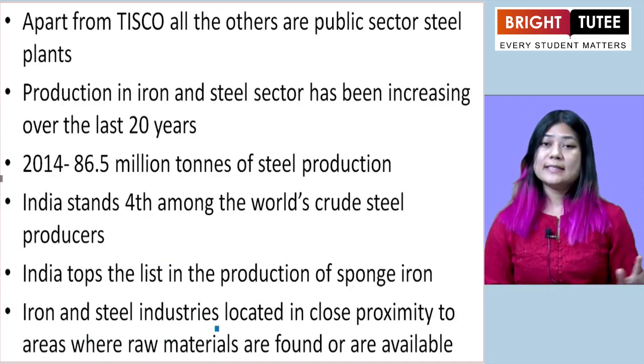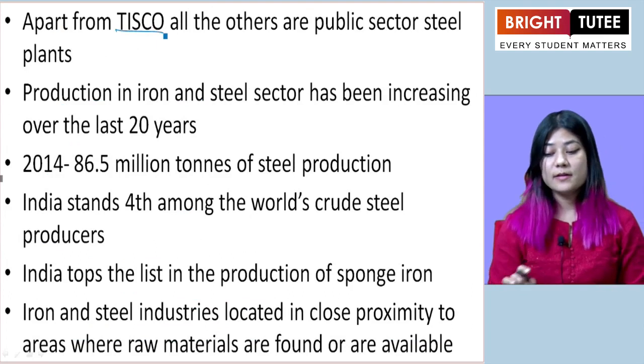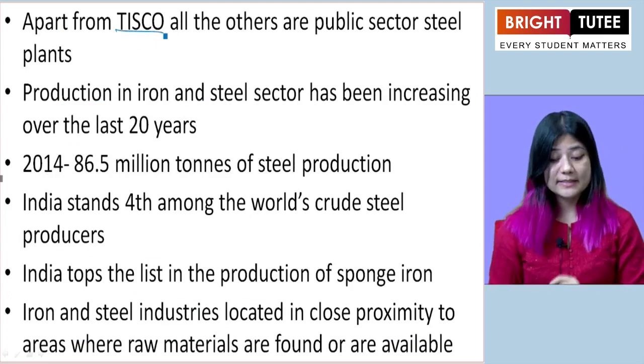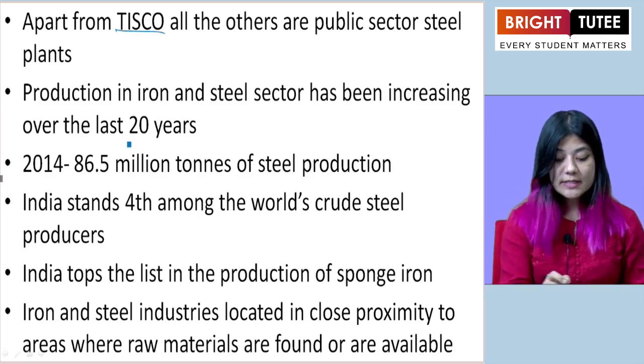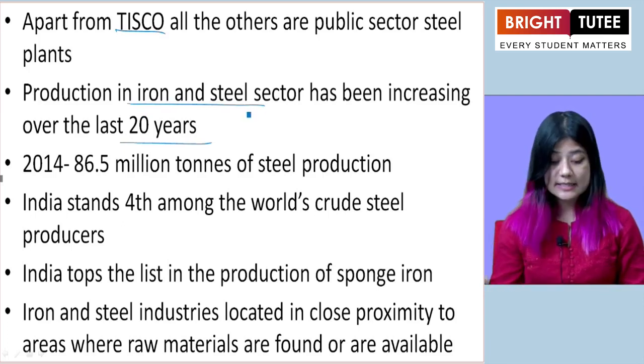Now, we looked at 10 steel plants. Apart from TISCO, all others are public sector plants. But TISCO is not a public sector plant. Now, in the past 20 years, the production in the iron and steel sector has increased. So, they are doing very well.